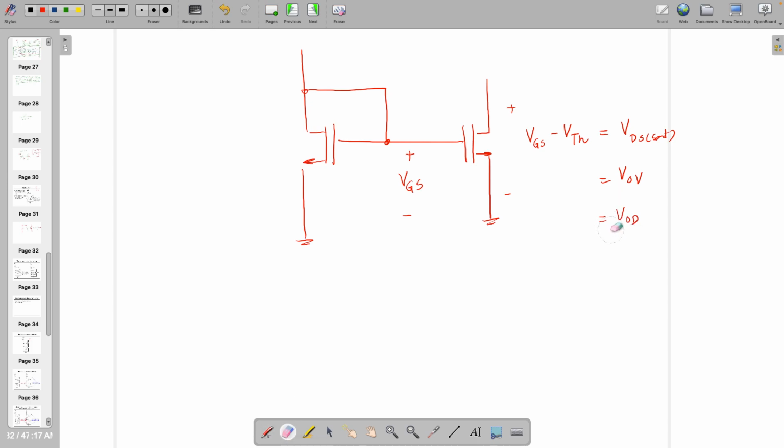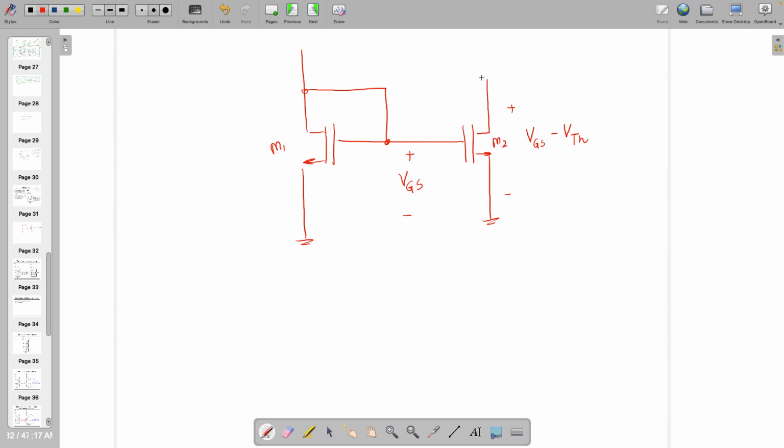Different books are following different notations. Generally, Behzad Razavi is using VDS set. In the case of Allen Holberg, he is using VON, and sometimes he is also using VOV. Anything you can use. I'm keeping VDS set. So all are different notations, but let's forget about this one. I know that the value is more than 250 millivolt, just to keep this transistor in the on condition.